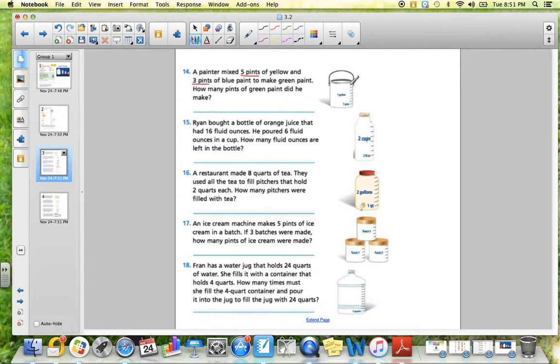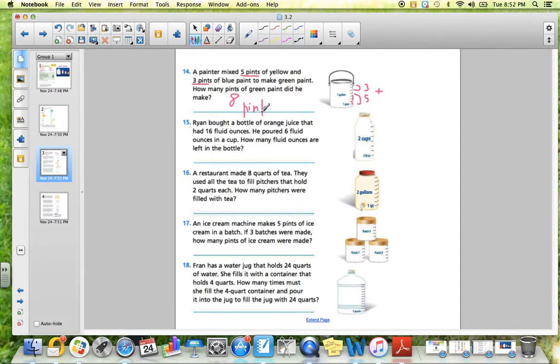You can use this picture. It shows you each tick mark is a pint. So we could either count each tick mark up to 5 and label it 5 and then 3. And then what would we do to find the total? We would obviously add them. 3 plus 5 equals 8 pints.